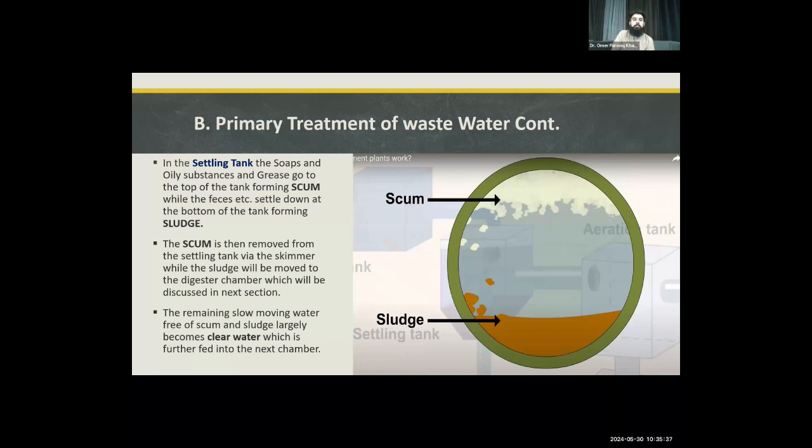The scum is then removed from the settling tank via the skimmer. A skimmer is a device which removes the scum, or these oily or greasy layers, from the surface of the water. So the scum is removed from the settling tank via the skimmer, while the sludge will be moved to the digester chamber, which we will discuss in the next section. So the skimmer removes the scum from the top of the water surface, and the sludge goes down to the bottom and will be fed to the digester chamber, which we will discuss later.